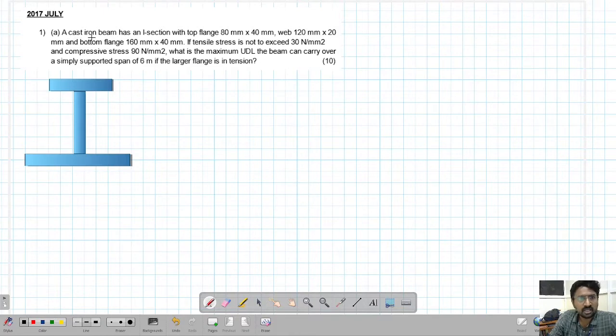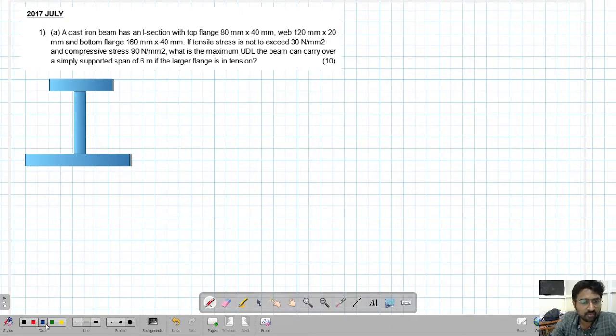The question is, a cast iron beam has an I section with top flange 80 by 40, web 120 by 20, and bottom flange 160 by 40. If tensile stress is not to exceed 30 MPa and compressive stress 90 MPa, what is the maximum UDL the beam can carry over a simply supported span of 6 meters if the larger flange is in tension? Now you have to observe one thing: the dimensions of the I section. It is an I section, used as a beam.